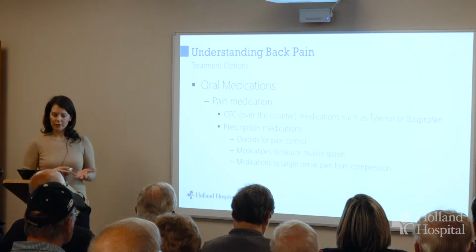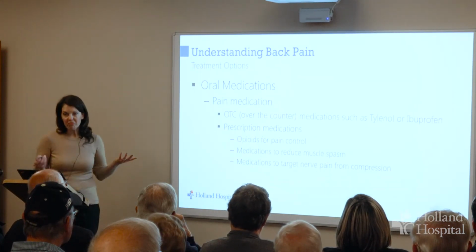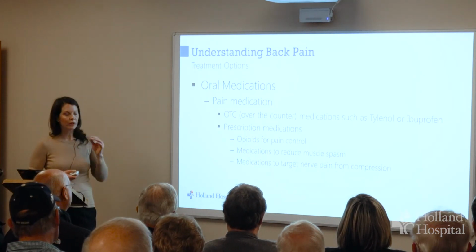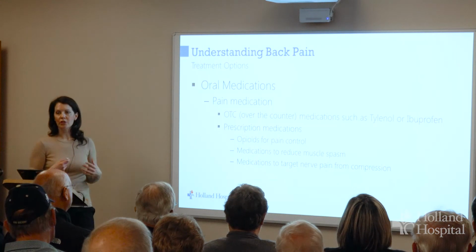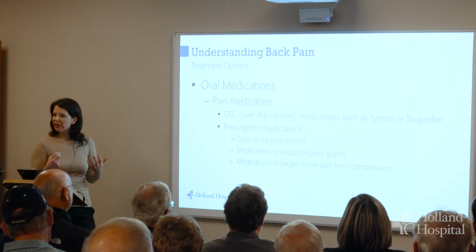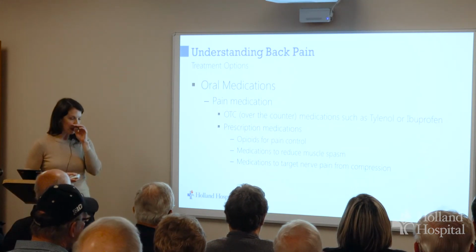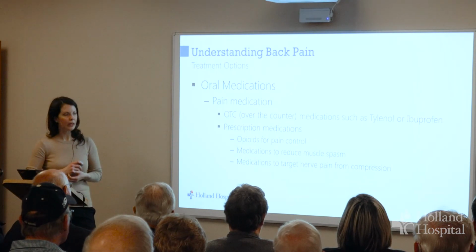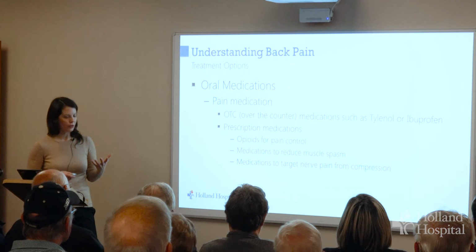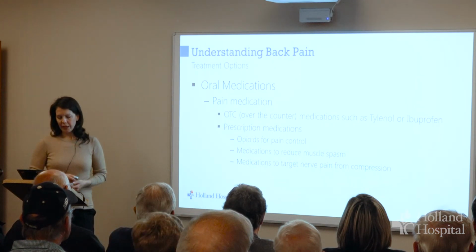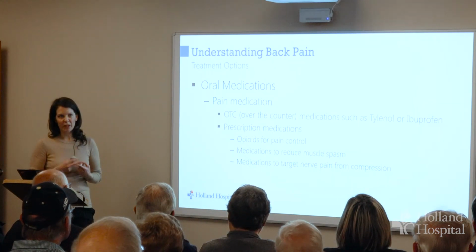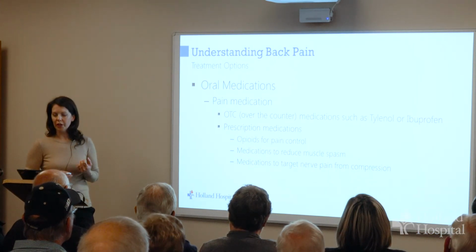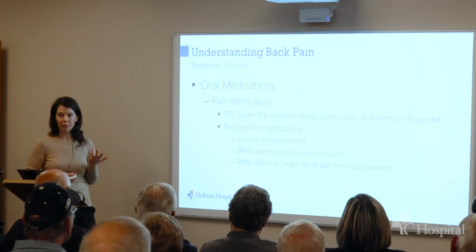All right, and then outside of physical therapy, we'll use medications to help for the pain. The first line treatment is going to be the simpler over-the-counter medications: Tylenol, ibuprofen, the anti-inflammatories. When those aren't effective, we can also move on to prescription medications, and there's medications for general pain relief, medications to reduce muscle spasm, and then medications that can target more specifically nerve pain from nerve compression.